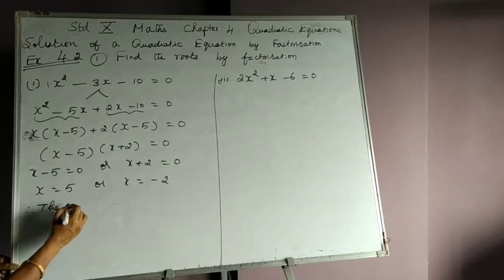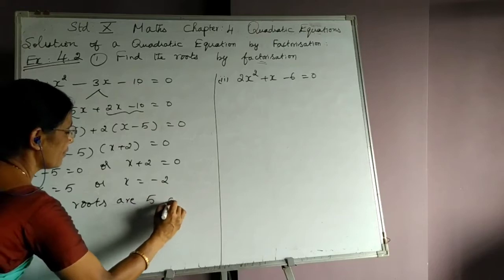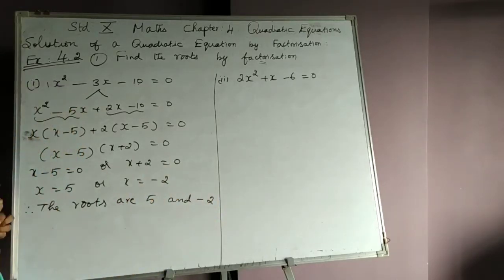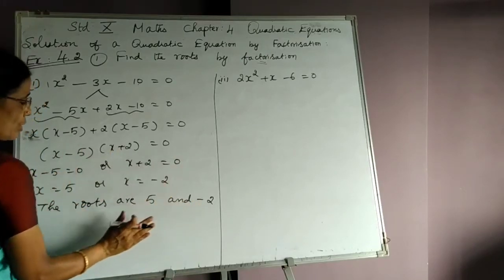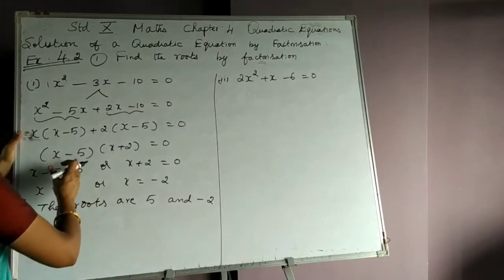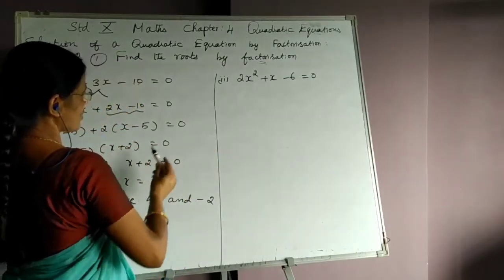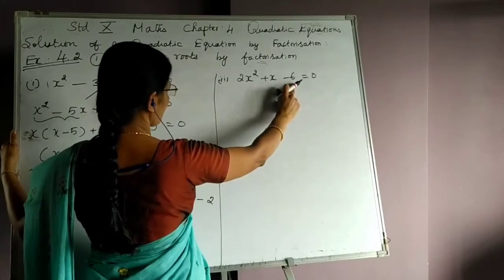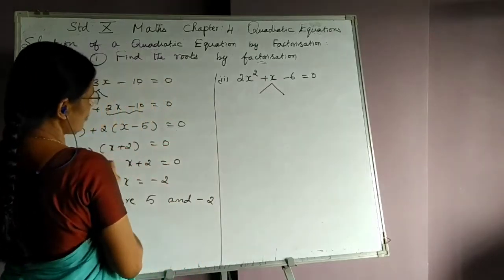Therefore, the roots are 5 and minus 2. We have done factorization in the previous class. Only thing, each factor should be equated to 0 and we should get the value of x. So only this section is additional to the factorization. We go to the second sum, which is 2x square plus x minus 6. Again here there are 3 terms and degree is 2. By splitting the middle term, let us try to get the factors.